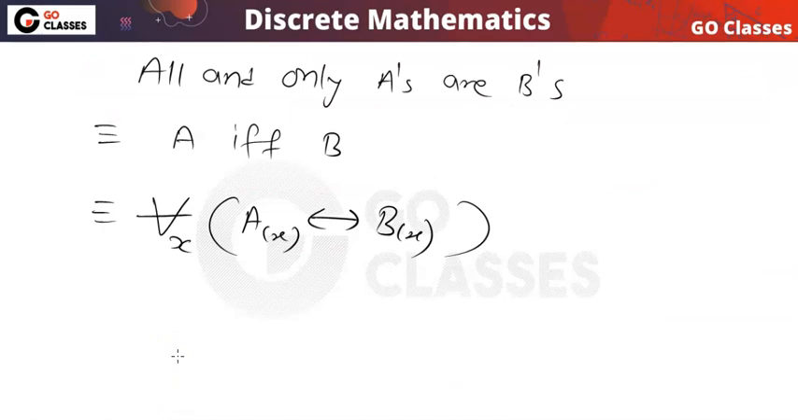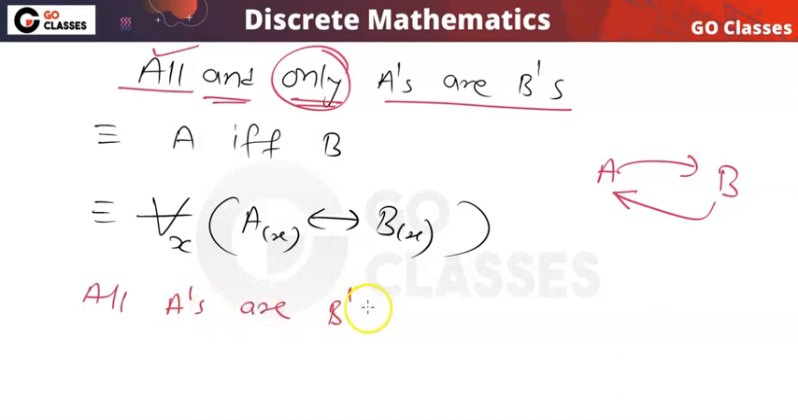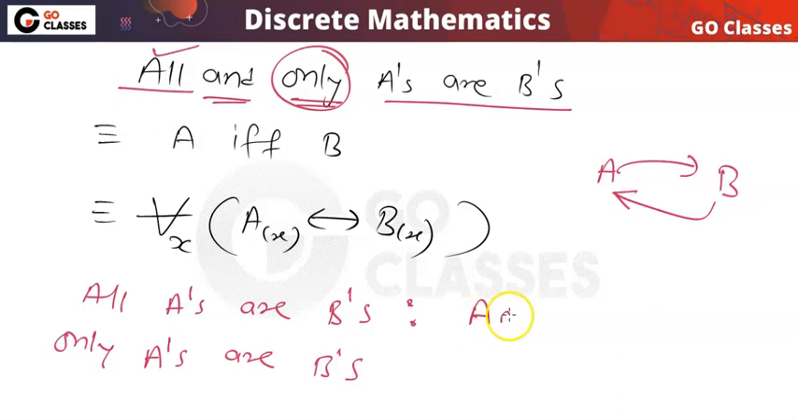Next, the next basic template is all and only A's are B's. It means all A's are B's, so if it is A, then it is B. Also, only A's are B's means all B's are A's. Remember, all and only A's are B's means all A's are B's, and also only A's are B's. The first means that if it is A, then it is B.